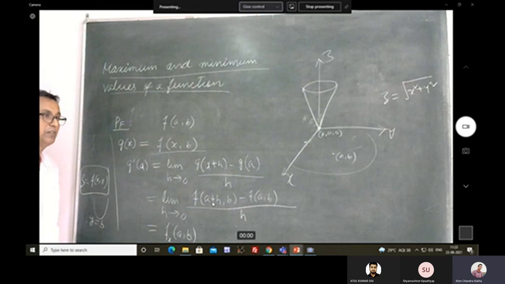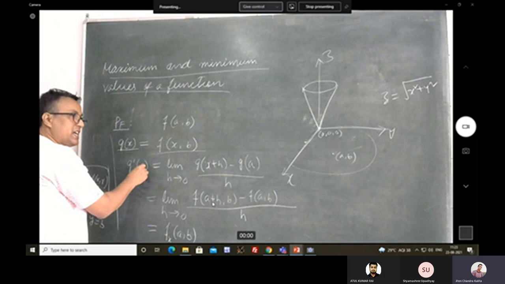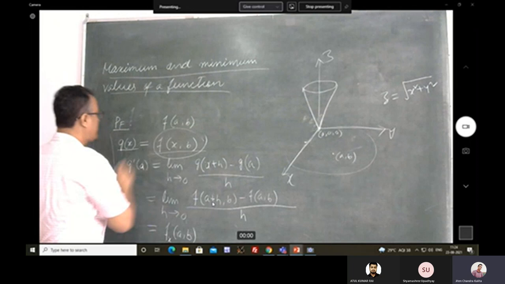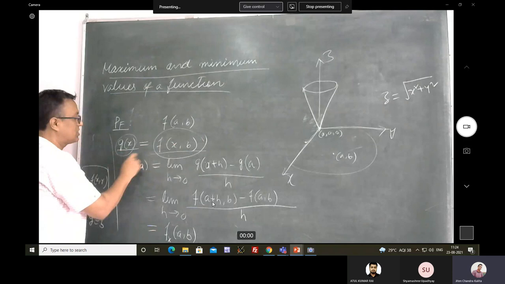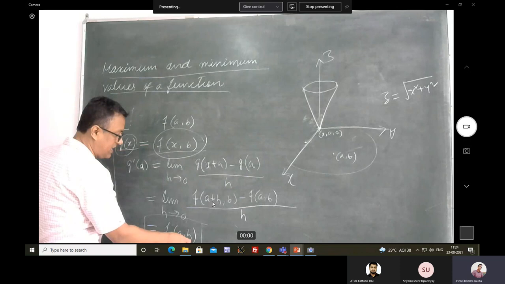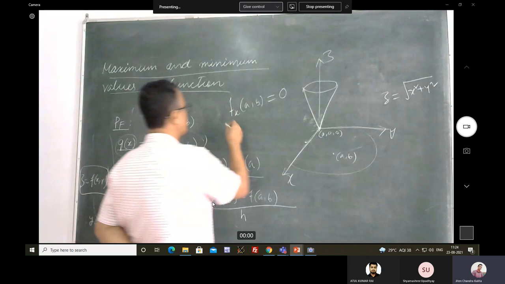Is it okay? Fine. Now, you know that the existence of a maximum or minimum of the function g at the point a is related to the existence of a maximum or minimum of the function of two variables at the point (a, b), isn't it? And you know that for the existence of a maximum or minimum of this function of a single variable at the point a, g prime of a must vanish there, right, from single variable calculus. So that means the partial derivative of f at (a, b) with respect to x must vanish there. That is why f_x(a, b) equal to 0. Likewise for the partial derivative with respect to y also, we can prove it pretty easily.